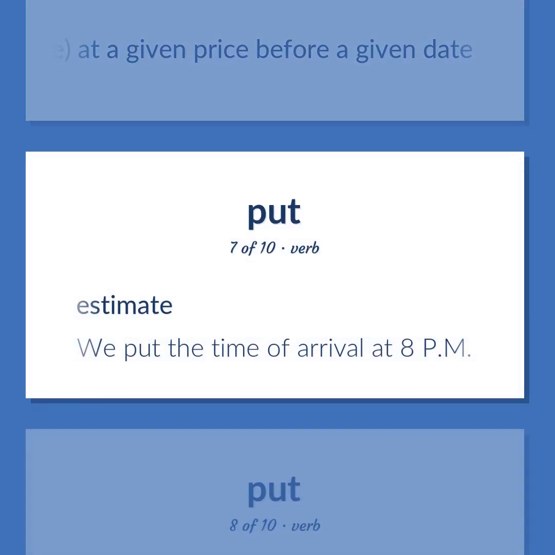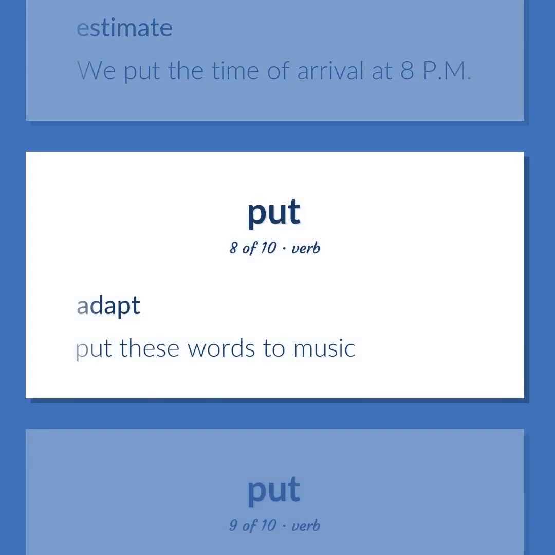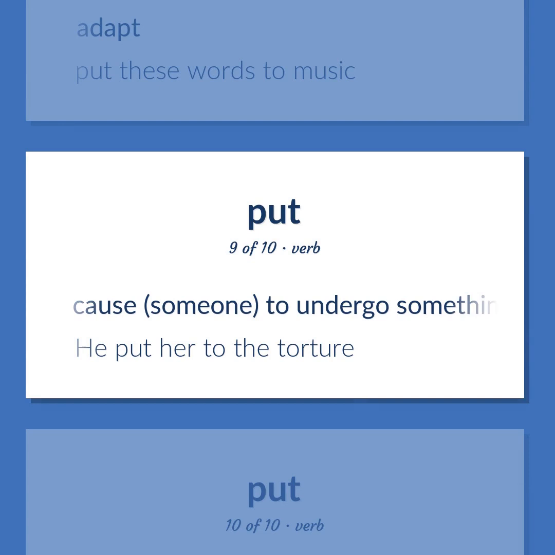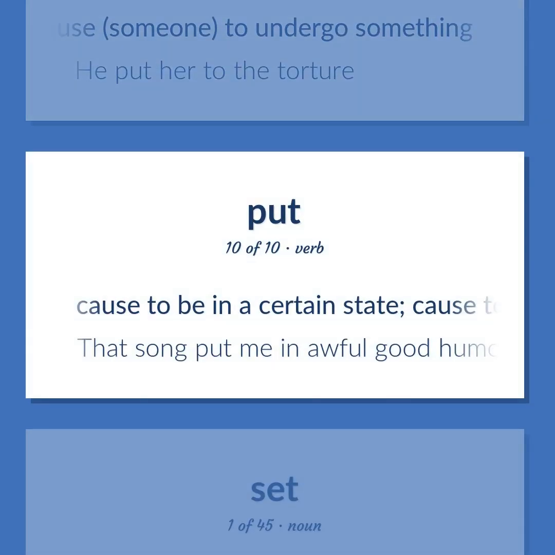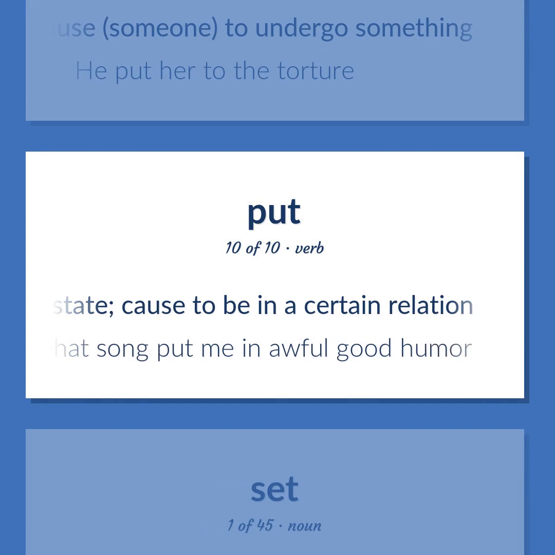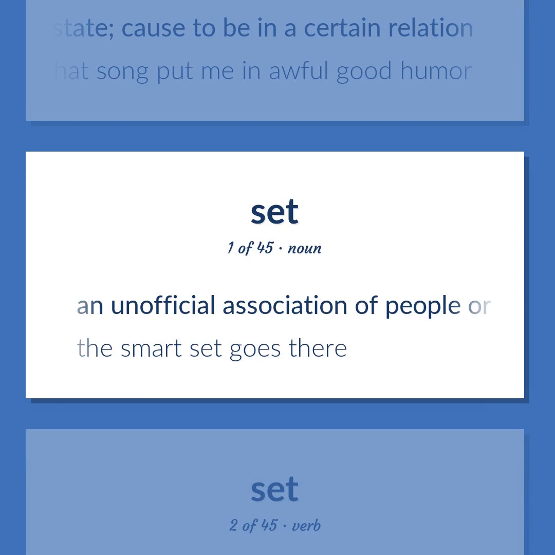Estimate. We put the time of arrival at 8 p.m. Adapt. Put these words to music. Cause someone to undergo something. He put her to the torture. Cause to be in a certain state. Cause to be in a certain relation. That song put me in awful good humor. An unofficial association of people or groups. The smart set goes there.